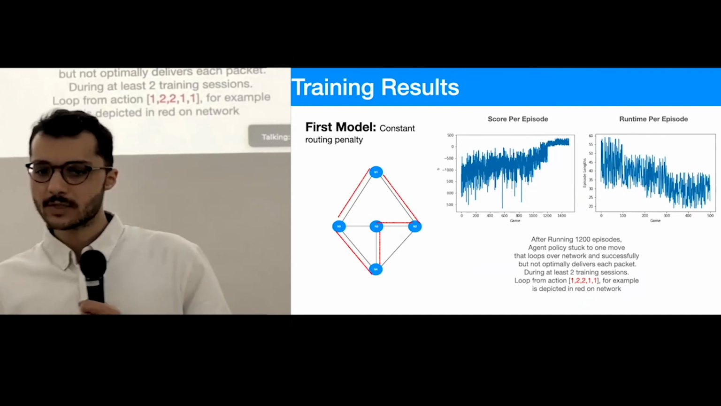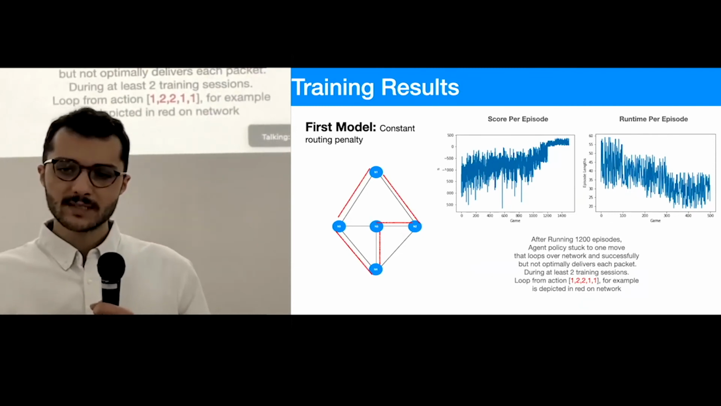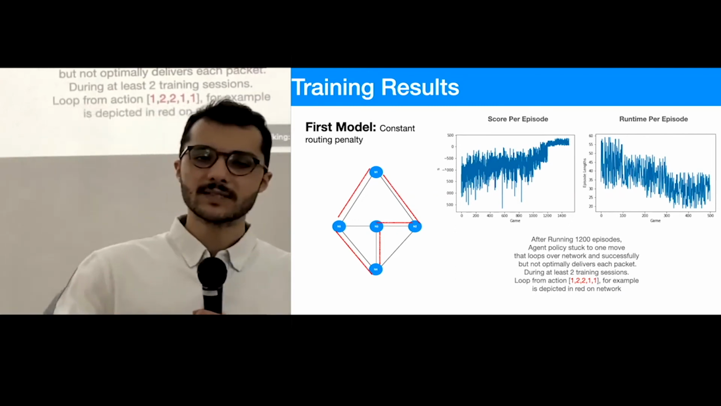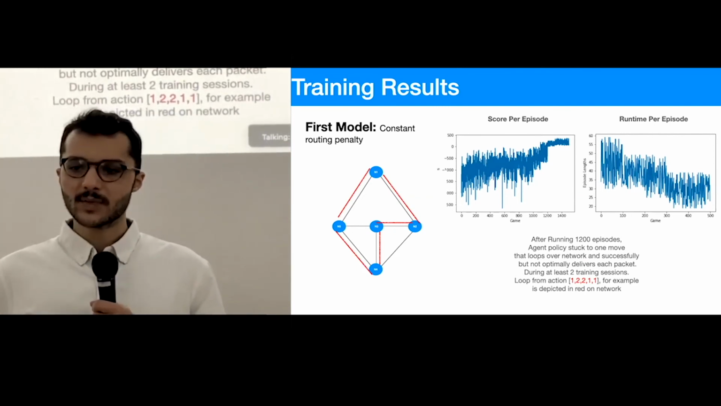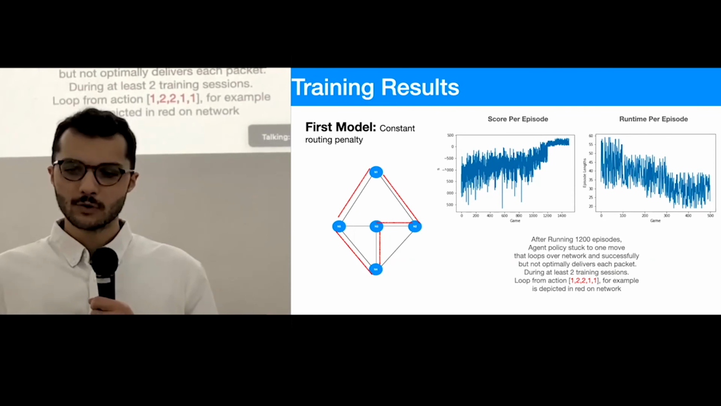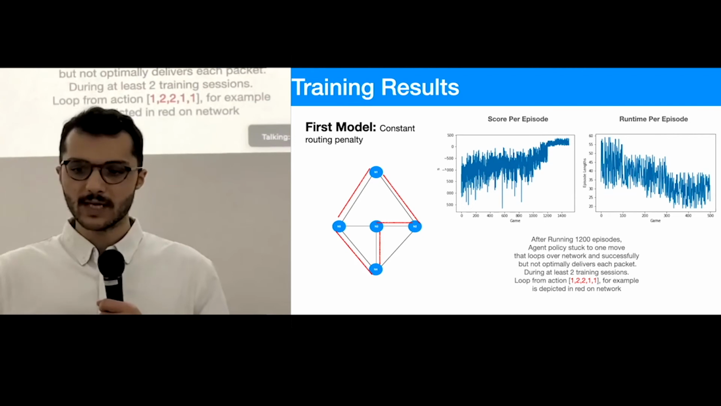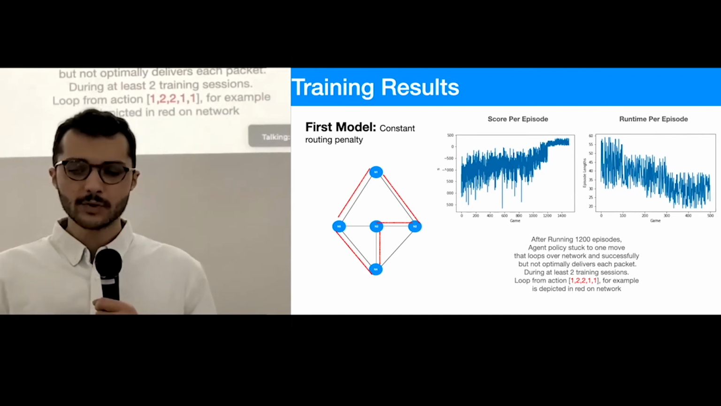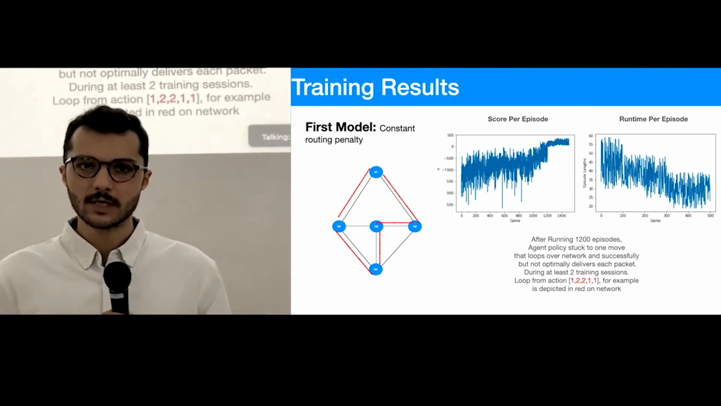As for training results, we first trained our first model with a different routing penalty. We were assigning -5 instead of the next queue occupancy. What we found out is that after running multiple episodes, it stuck to one loop, the red one, a constant action which lets all packets travel around the network. Everything will be delivered at one point, but obviously it's not the optimal path.